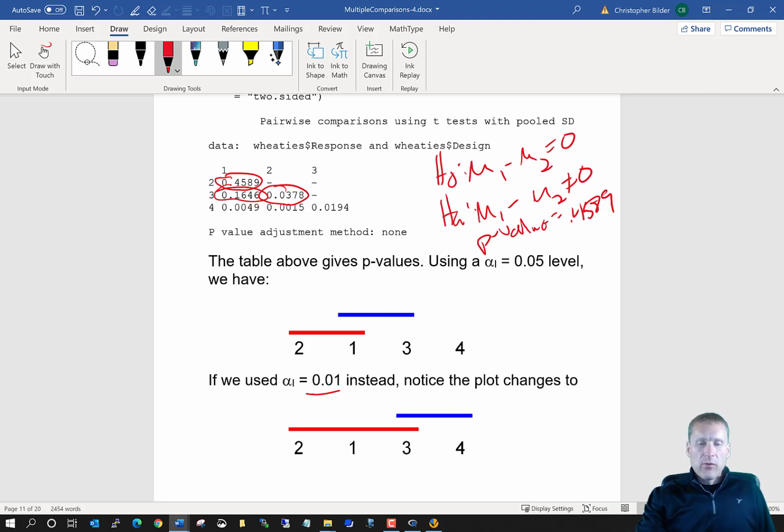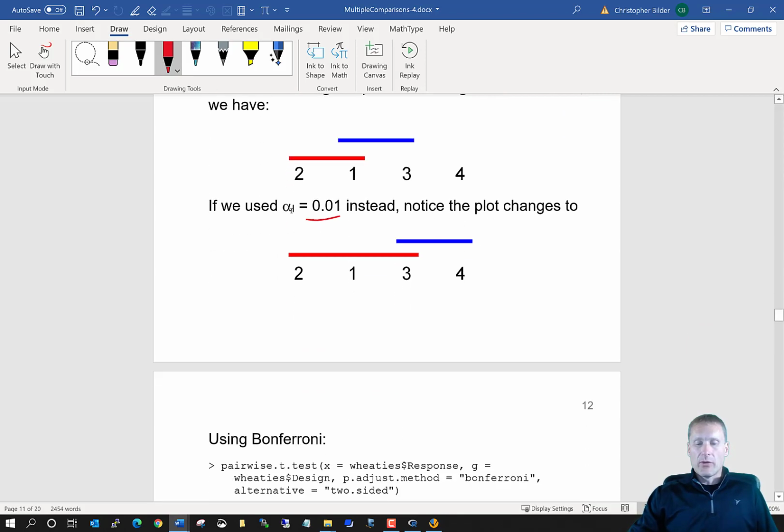For 3 and 4, that p-value now is greater than 0.01, so that's why you see a line between 3 and 4. But all the other p-values are less than 0.01, so that's why you don't see a line connecting them. So for example, compare 2 to 4, that p-value is 0.0015, which is less than 0.01. So that's why there's no line between 2 and 4.